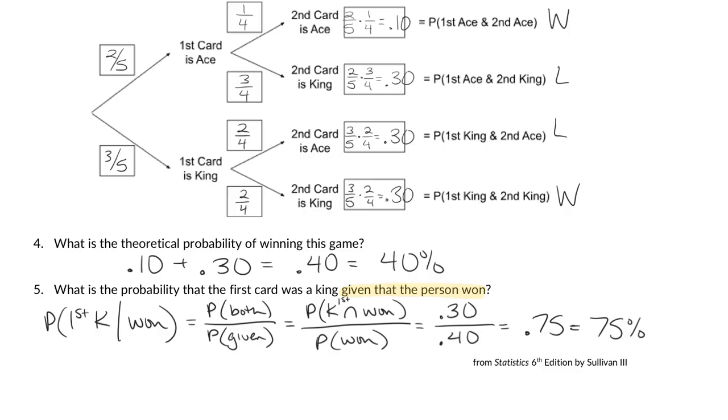And this makes sense because there were more kings than there were aces. So you have a higher chance of winning with kings than you have with winning with aces. That's why this number is so large. Comments, questions, concerns?